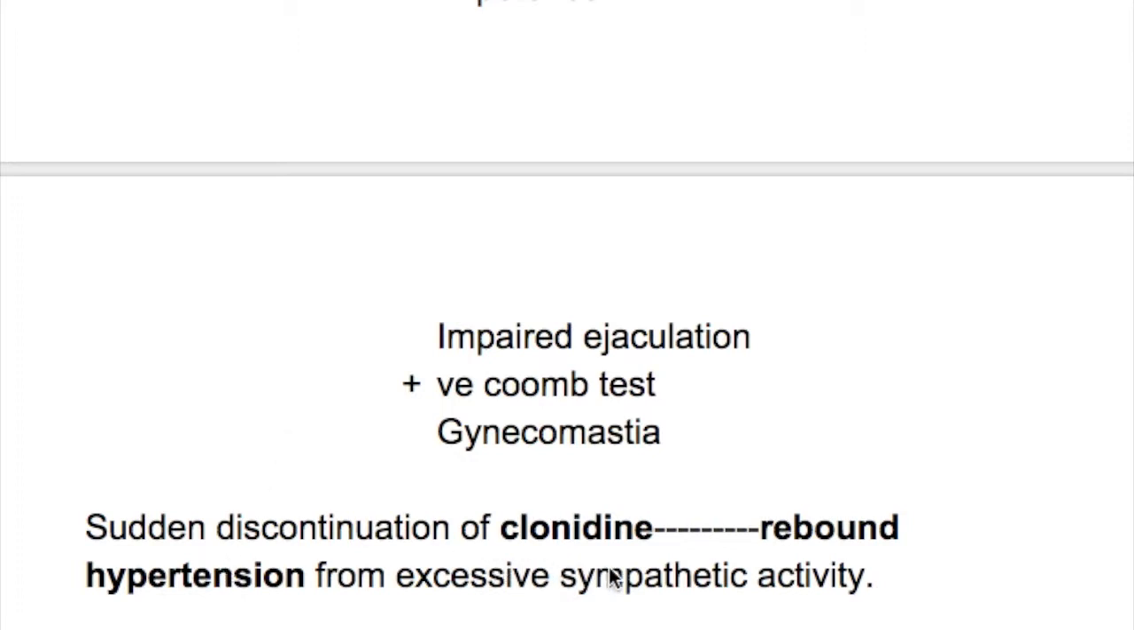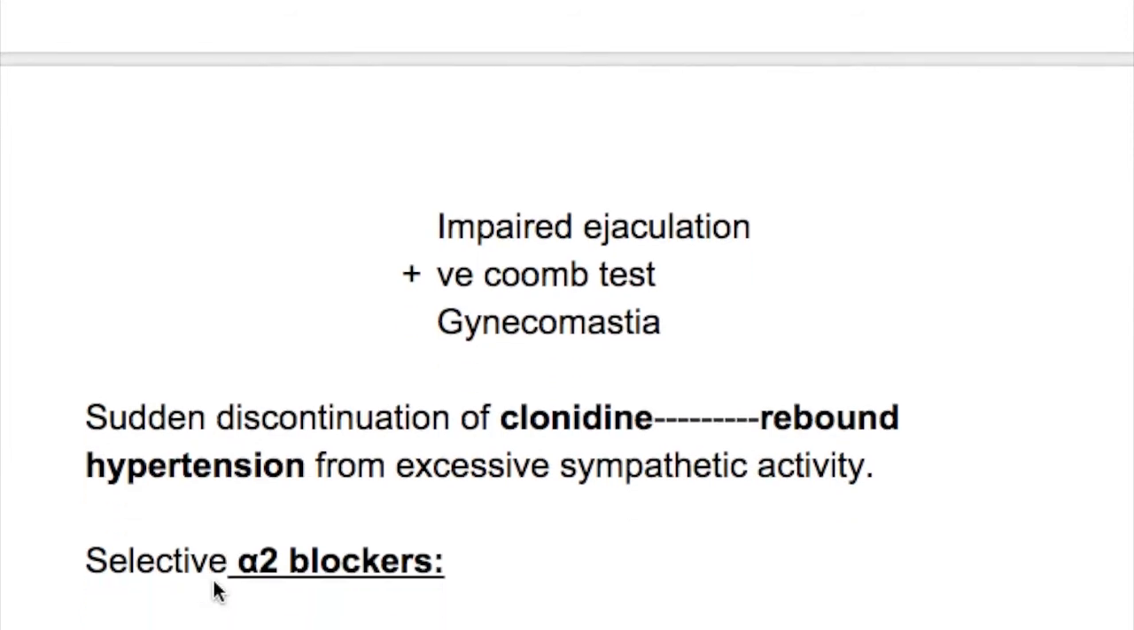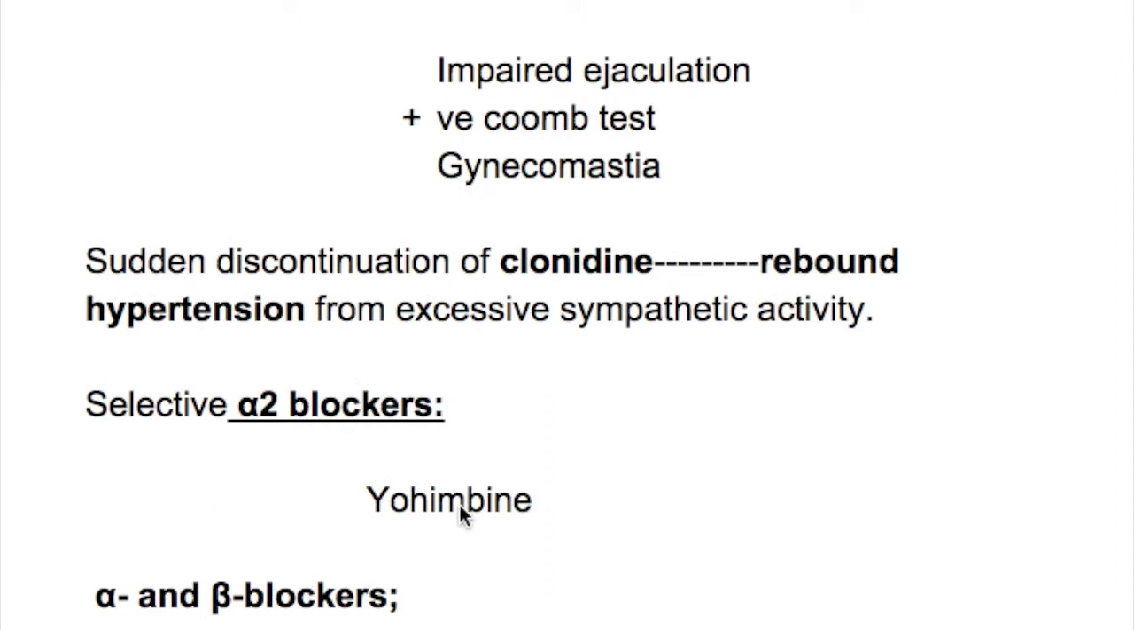Sudden discontinuation of clonidine, which is a centrally acting alpha 2 agonist, causes rebound hypertension from sympathetic activity. What is an example of an alpha 2 antagonist or alpha 2 blocker? Yohimbine is the alpha 2 blocker.